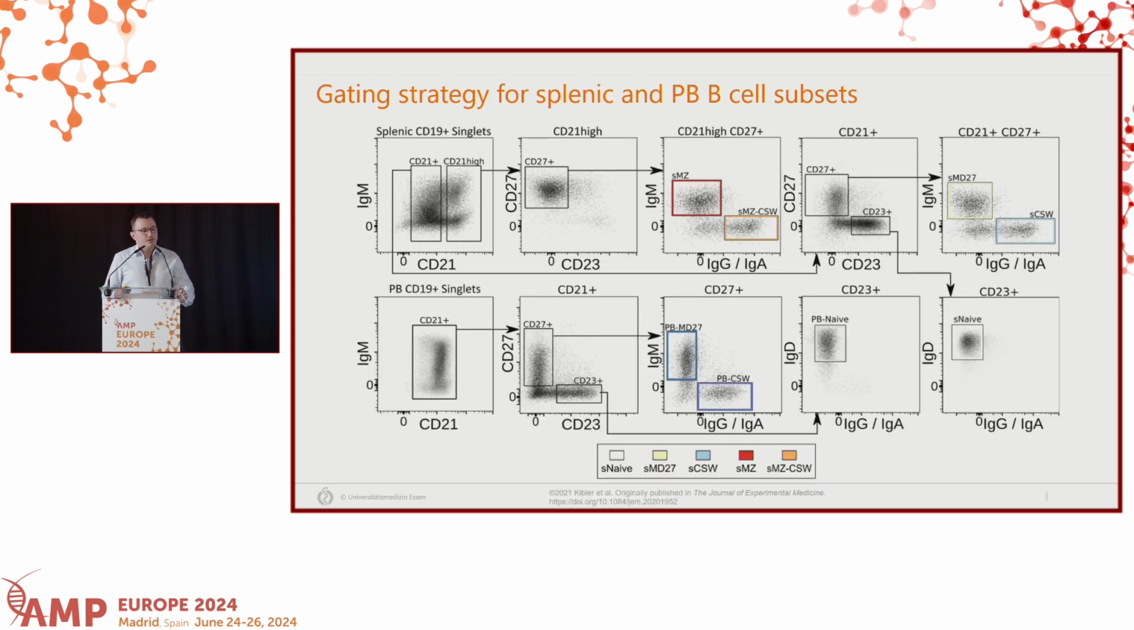Here you can see our gating strategy to distinguish the different B-cell subsets that are present in the spleen. Maybe it's not so important to go into all the details here. What you can learn from this slide is that we differentiated up to 8 different subsets from peripheral blood and spleen. And the main difference you can see in the upper left corner, the first graph, there's this CD21 high subset in spleen, which is absent in blood. These are the splenic marginal zone B cells, as defined by flow cytometry.